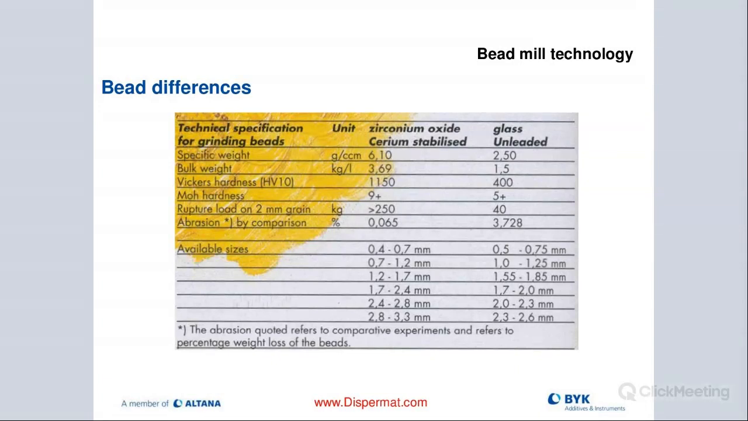The issue with glass is they wear unevenly, the glass beads, and then they break up, and then you end up with shards in your mill base that you have to filter out. We've seen that, and that's also not advisable. So always stick with higher grade beads. They cost a little bit more, but they're really worth the money.